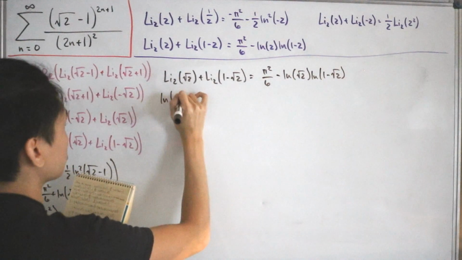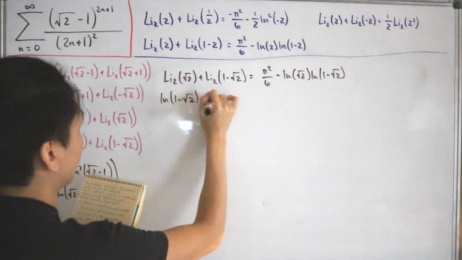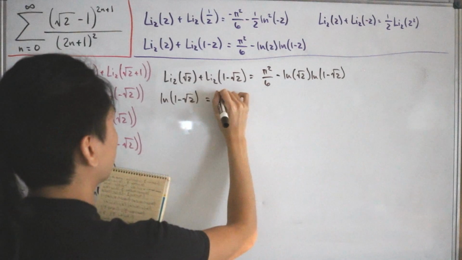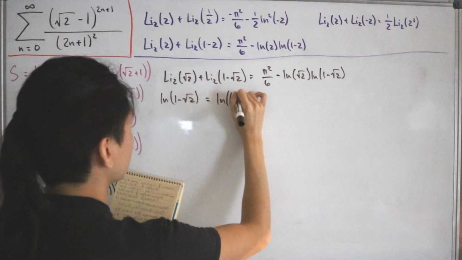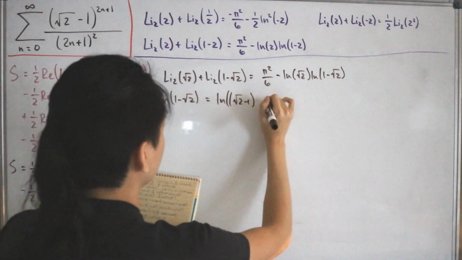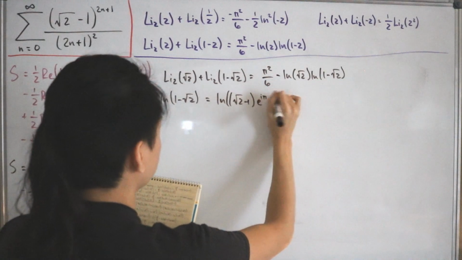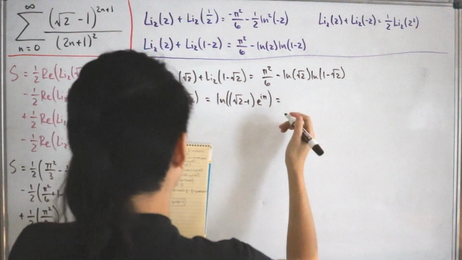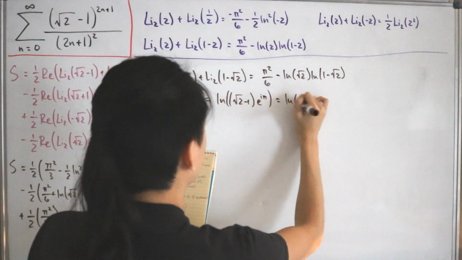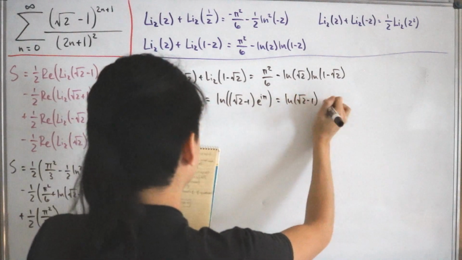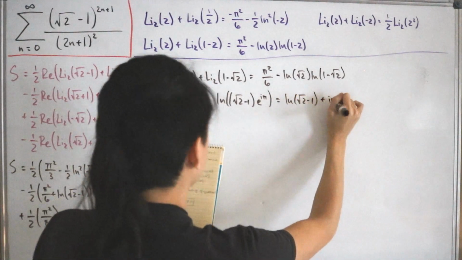So applying the principal branch again, I'll just factor out the -1 of our input. That gives us the natural log of the square root of 2 minus 1, multiplied by e to the power i times pi. And applying natural log properties, that yields ln of the square root of 2 minus 1, added with i times pi.